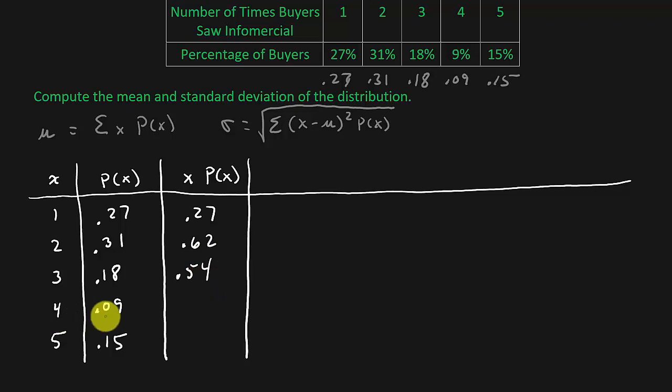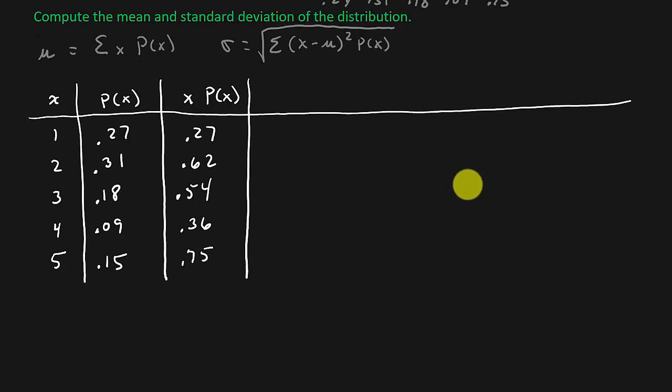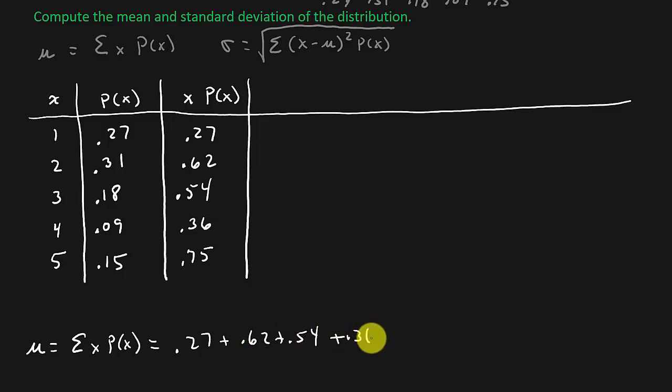Now we can actually find the mean. The mean is the sum of x times p of x. So it's just the sum of this column: 0.27 plus 0.62 plus 0.54 plus 0.36 plus 0.75, and that is equal to 2.54. There's your mean.